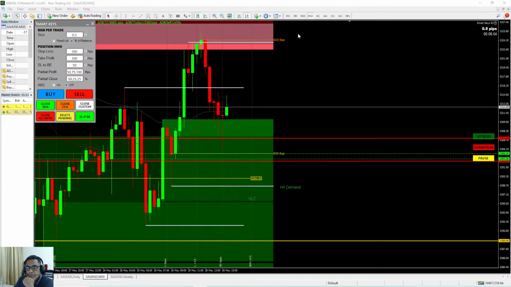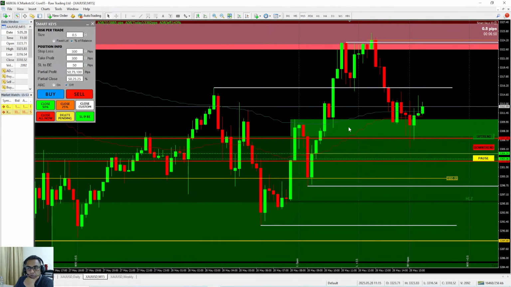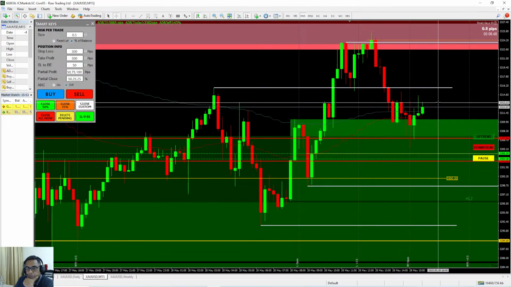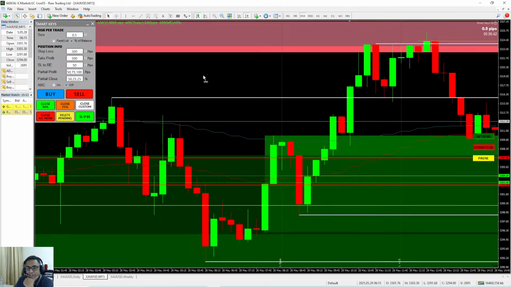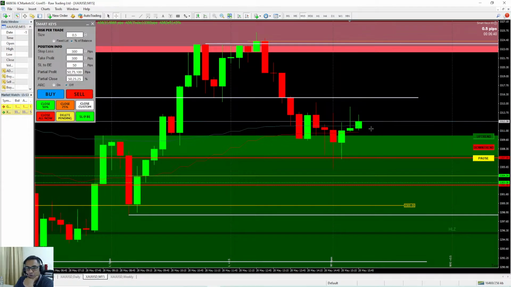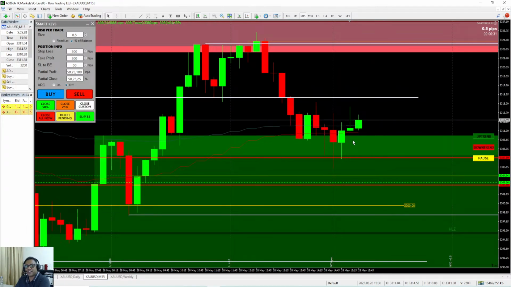Still stuck here. 7 minutes more, 6.5 minutes more for the candle to close. Look at that. That's the NY open. That's how ugly it is. There's nothing. There's no volume at all. Look at these EMAs, they're just going sideways. There's nothing.